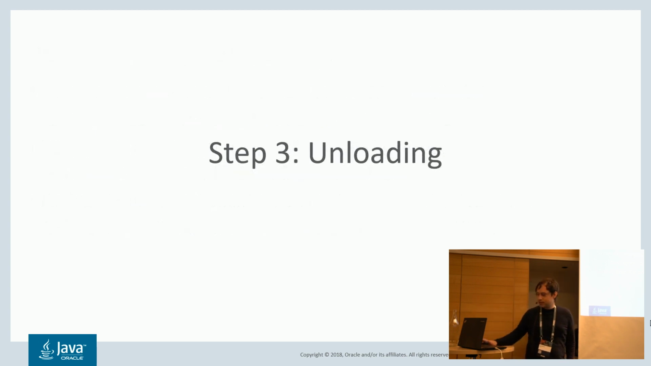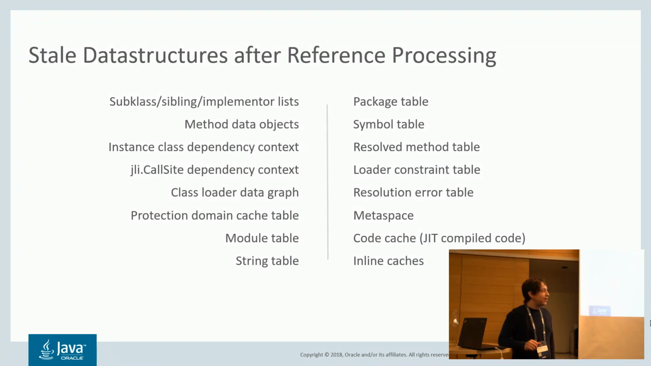Eventually we get to the unloading part, which is the fun stuff. So after reference processing, there's a whole bunch of different data structures that are now stale and contain dead stuff. There's a subclass hierarchy with the sub-links, sibling, and implementer lists. There's some MethodData objects with profiling data. We have InstanceKlass dependency context used for deoptimization. java.lang.invoke call sites also have some dependency context that is also used for deoptimization. There's a class loader data graph. We have a whole bunch of tables. We have so many tables.